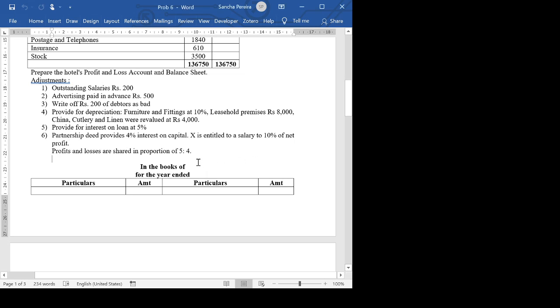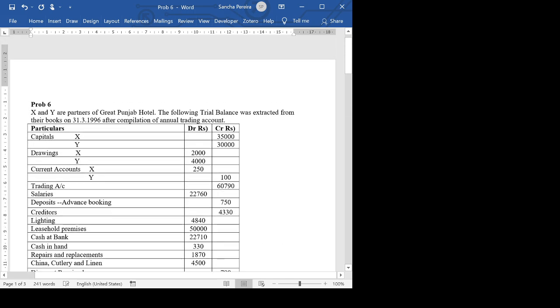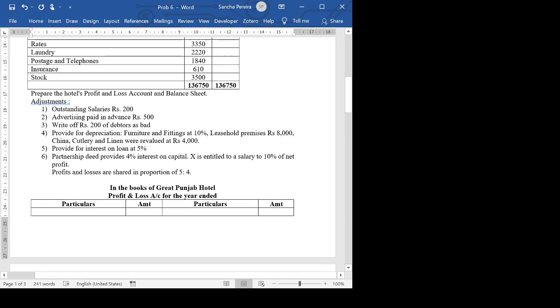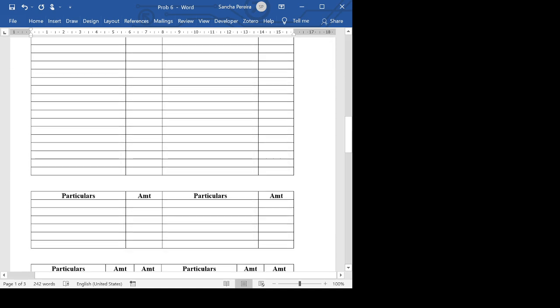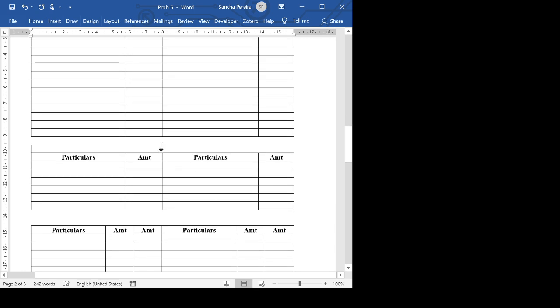In the books of Great Punjab Hotel, there's no trading account because it's already prepared. Profit and loss account for the year ended 31st March 1996. Okay. So besides this, we also prepare the profit and loss appropriation account.